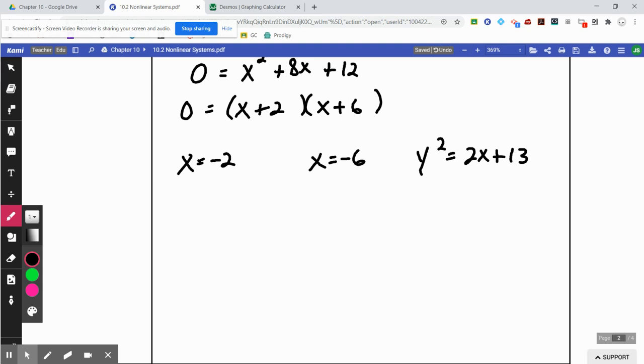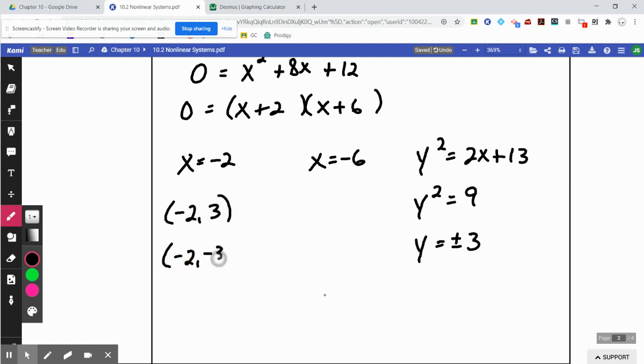And you're going to have multiple answers here. So when x is -2, that gives you y squared is 9. So that's going to be y is positive or -3. So when x is -2, y is either positive 3 or it could be a -3. So there's 2 points of intersection.